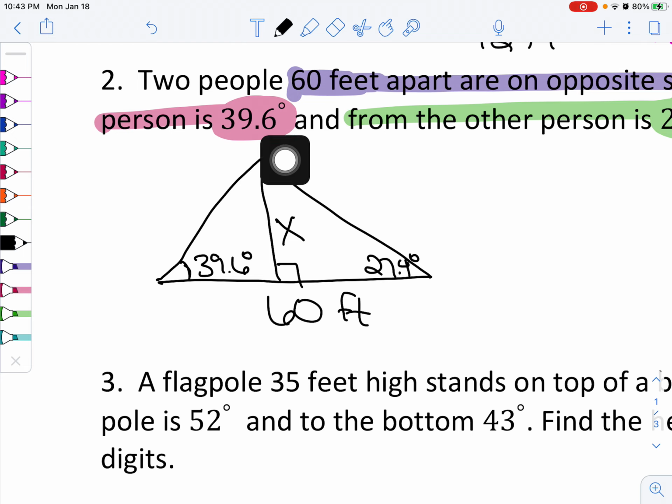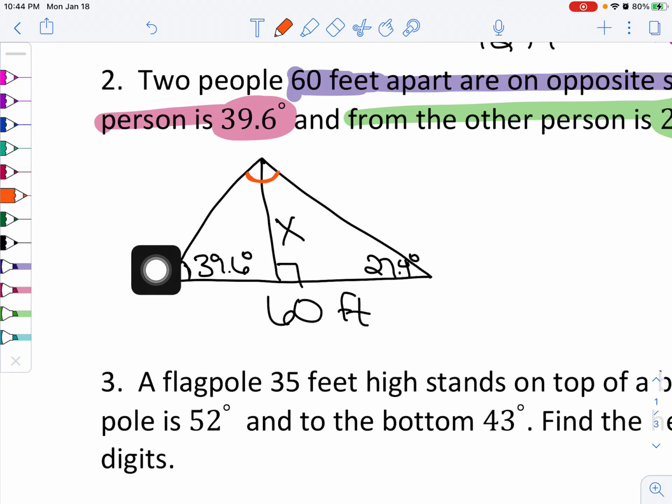Unfortunately, this 60 feet isn't for this right triangle. It's for the big triangle here. So what I'm actually going to do is figure out this angle right here, because that will then let me use this angle with this side. These two are opposite to each other.